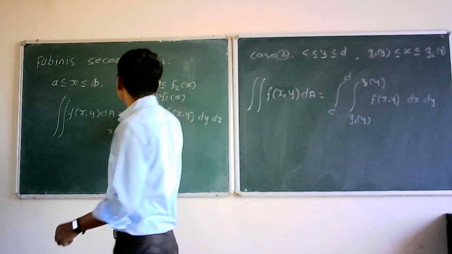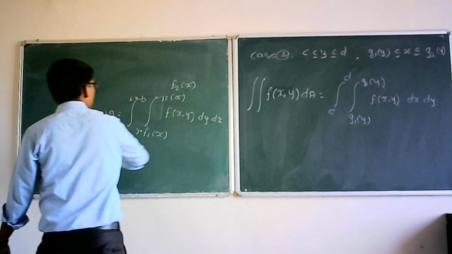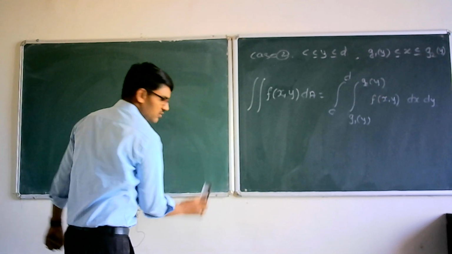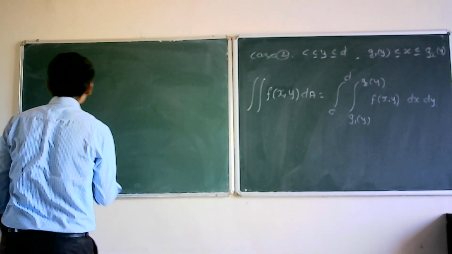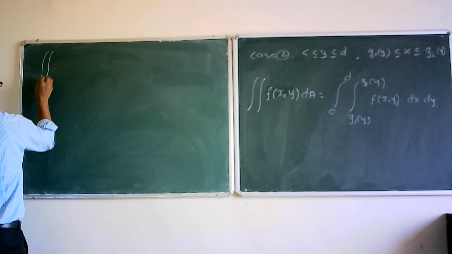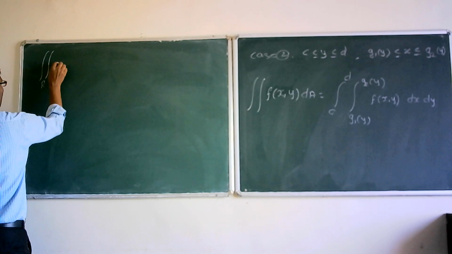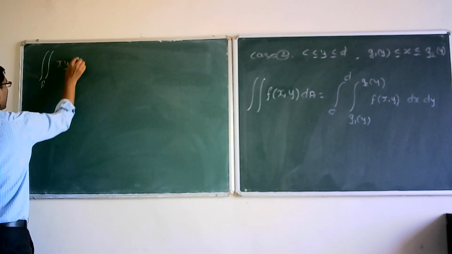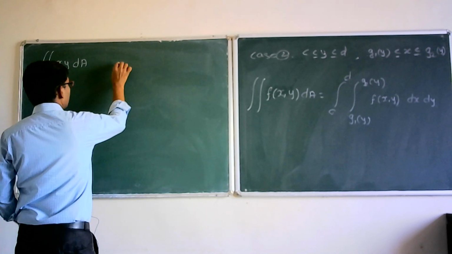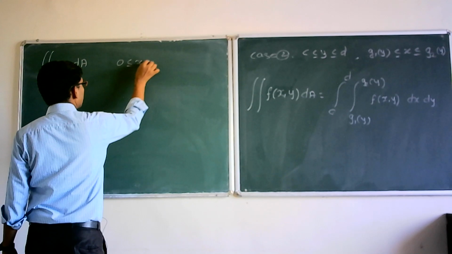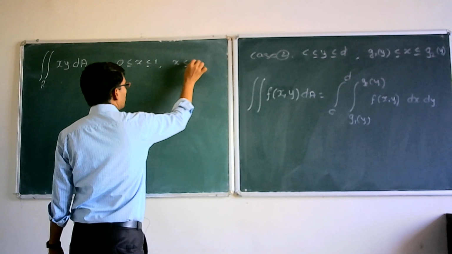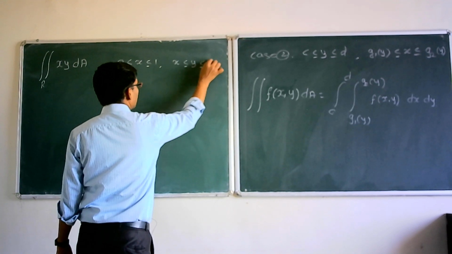Okay, now next, for an example, suppose evaluate the double integration over the region R of xy dA. तुम्हाला हे इंटिग्रेशन इव्हॅल्युएट करायचं आहे. इथे लिमिट दिले बघा 0 ≤ x ≤ 1 and x ≤ y ≤ twice x.